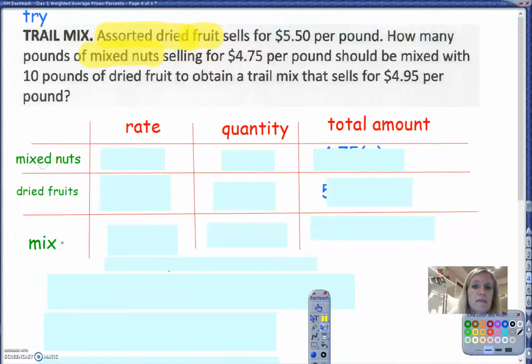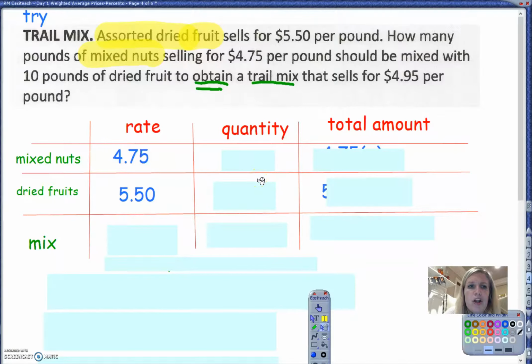And it's a mix. Okay, so if you get a little confused, that word obtain right here is going to give you a hint as to what is being created. It's a trail mix is what we're creating. Okay, so now we're going to fill out what we know. Assorted dried fruit costs $5.50 per pound, that's your rate. Oh, wrong one, sorry. And our mixed nuts is $4.75 per pound.